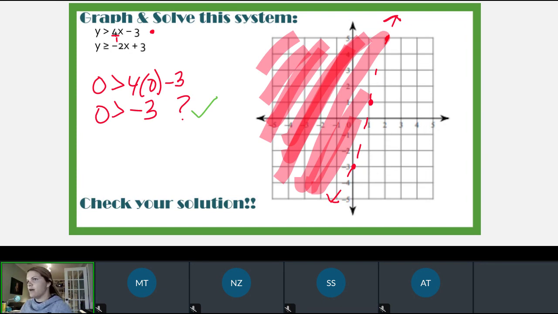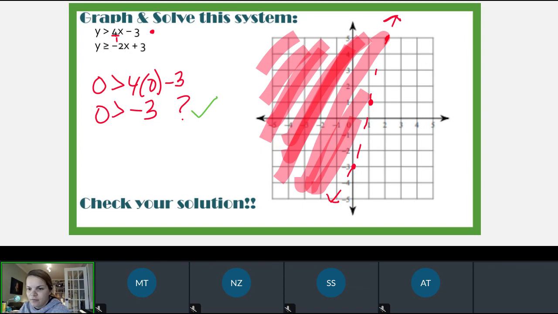Questions about how I graphed, shaded, or used that test point? Anybody? Okay, so let's keep going.